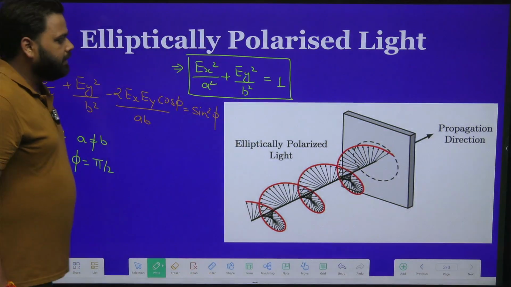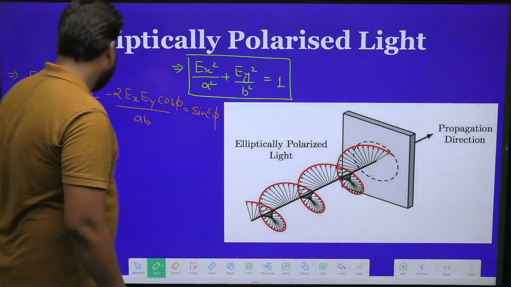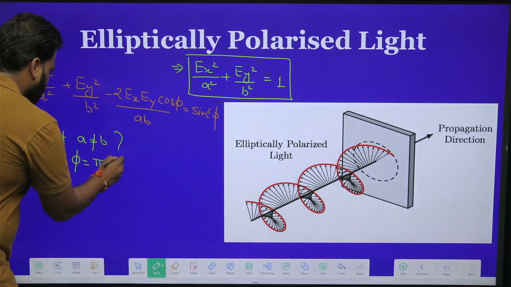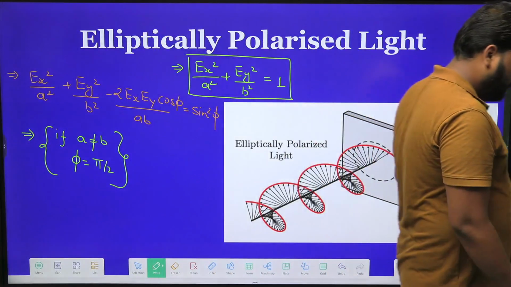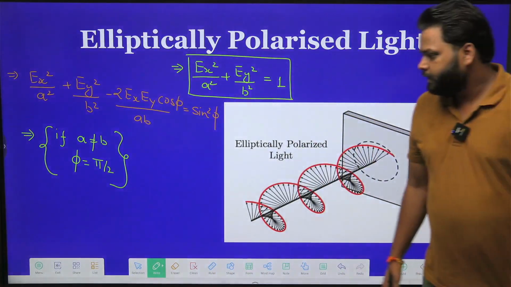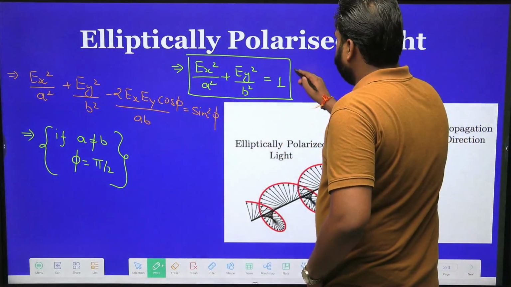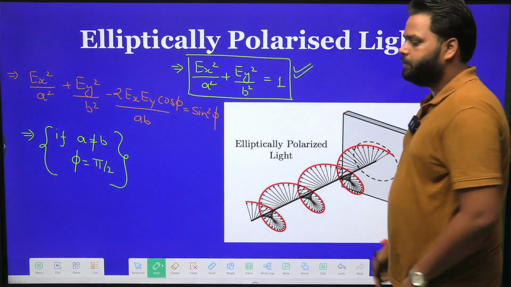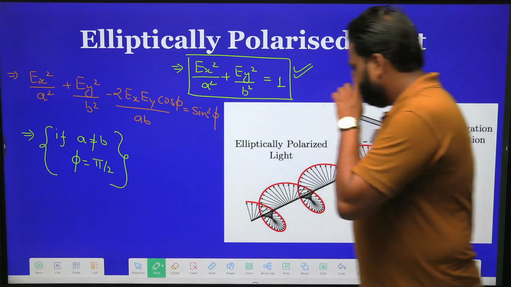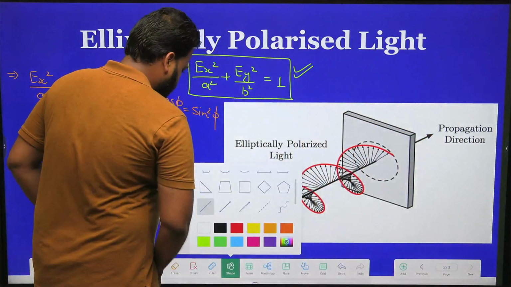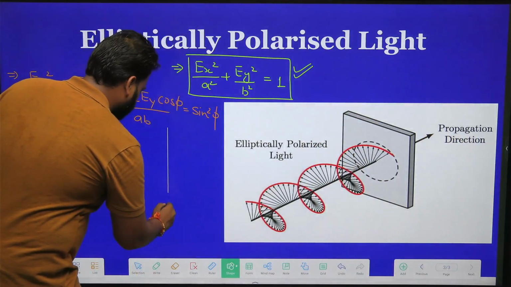This equation basically signifies which trajectory? It's an ellipse, right? So what's the case? The case is if the amplitudes, that is A and B, are not equal and the phase difference between the two components of the field is pi by 2, the resultant light ray will be elliptically polarized light. The resultant will be elliptically polarized light, and it will be projected something like this.